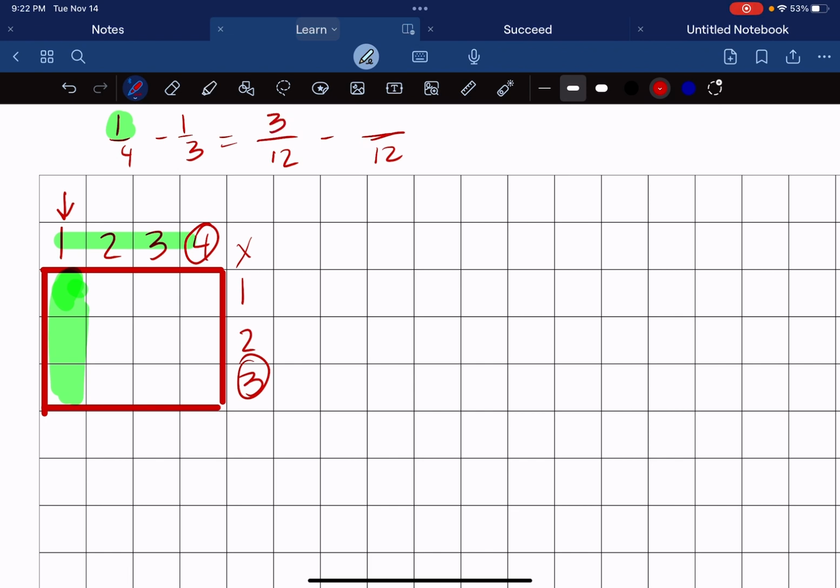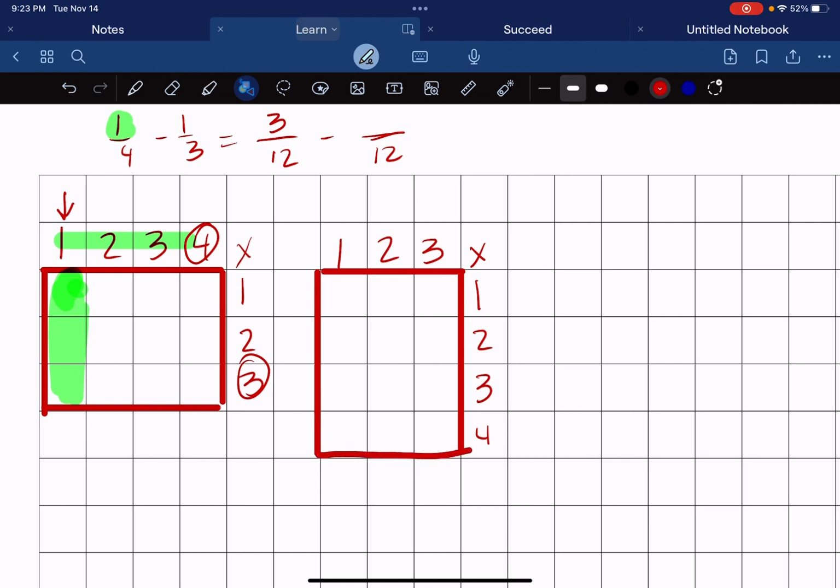Then I'm going to make my model for 1/3. So 1, 2, 3. 1, 2, 3, 4. And I need to shade 1 out of 3. So we have shaded a total of 4. So now I have 3 12ths minus 4 12ths. I cannot take 3 minus 4 at the moment in 5th grade. We can't do that because we don't work with negative numbers.